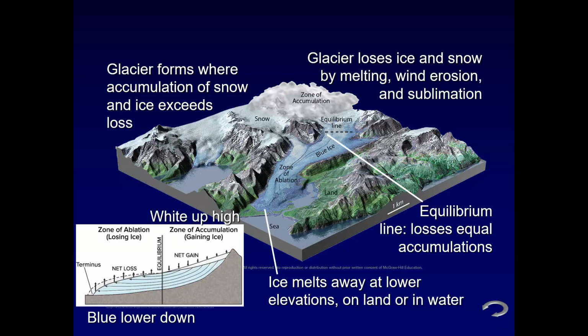This would be like a cartoony cross section of a glacier. So further up the mountain, you have your zone of accumulation, where you're gaining ice through precipitation, net gain. And then further down in elevation, you have net loss. You're losing more than you're gaining. Where we have neither gain nor loss, that's our equilibrium line. We actually can see that in the summer mostly.